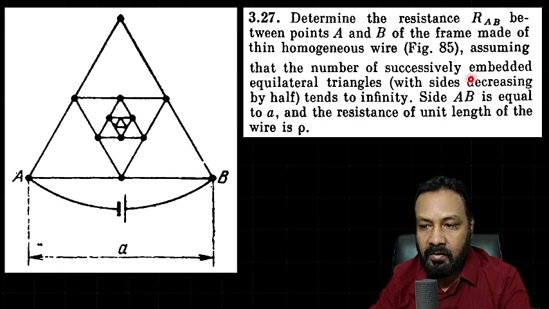Assuming that the number of successively embedded equilateral triangles, with side decreasing by half, tends to infinity. Side AB is equal to a, and the resistivity of the unit length of the wire is rho.